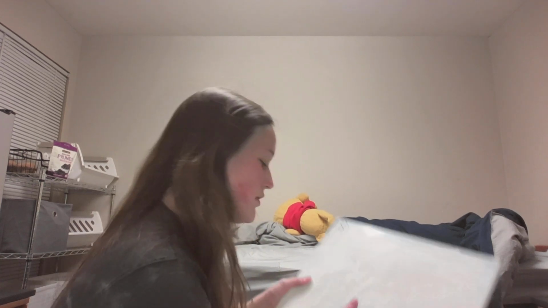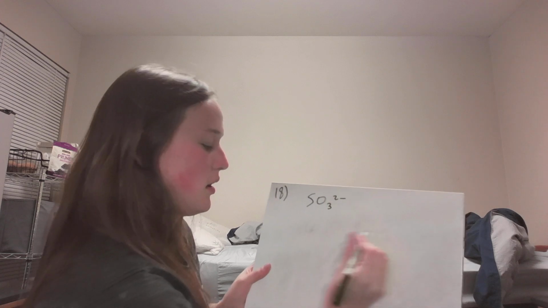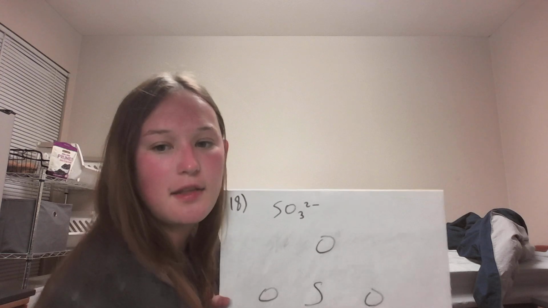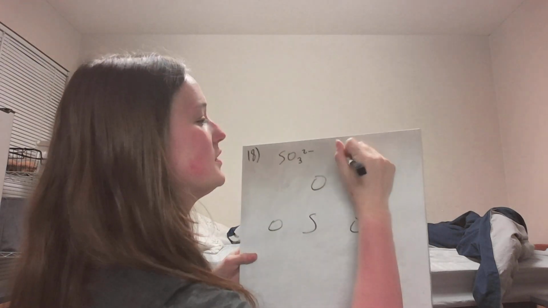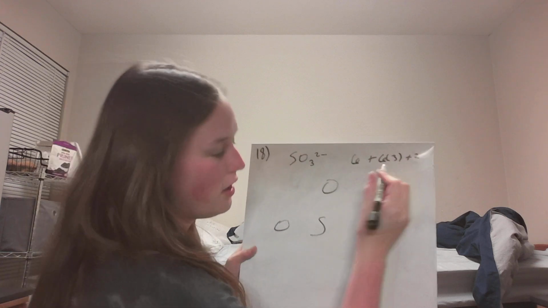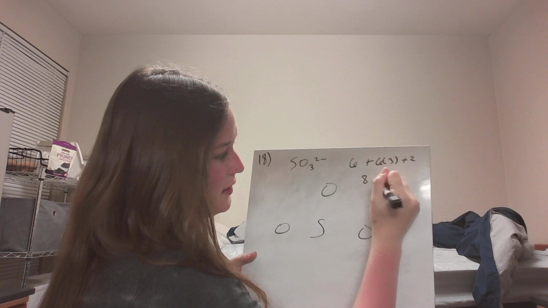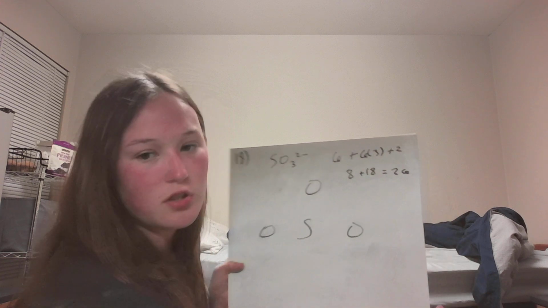SO3 2-. So now we need to see the number of valence electrons. Sulfur, it's not brilliant, so I have to look at the periodic table. One second. Oh, it has the same number as oxygen. So it's going to be 6 plus 6 times 3 plus 2. We're adding the 2 for right there. So 6 times 3, 18. And that's going to be 8 plus 18. And that's going to equal 26 valence electrons.